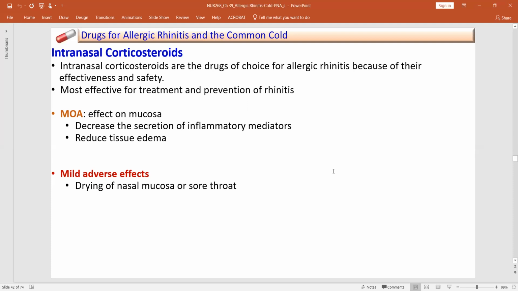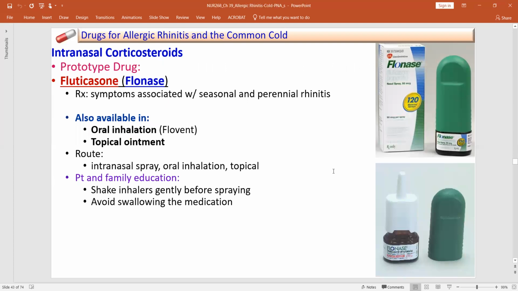The mild adverse effects will be dryness of the nasal mucosa, sore throat, and an intense burning sensation in the nose immediately after spraying. That's another side effect. Flonase, as we said, treats symptoms associated with seasonal or allergic rhinitis. Prolonged use may lead to tolerance to the drug's treatment effect.